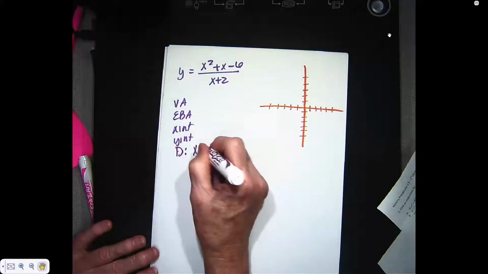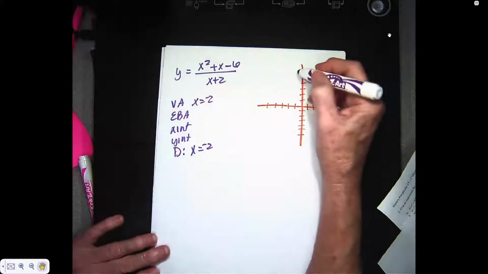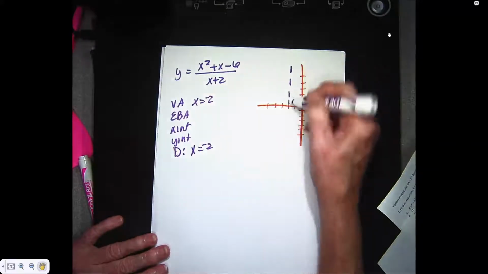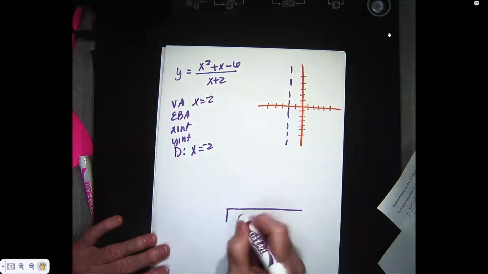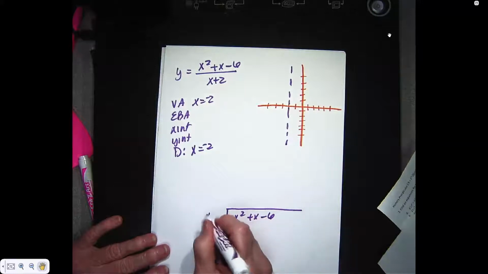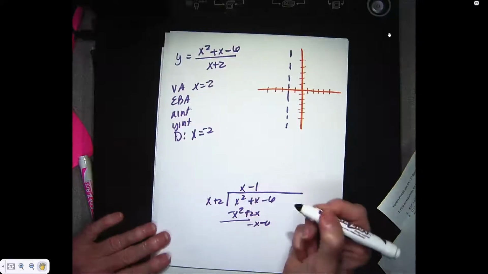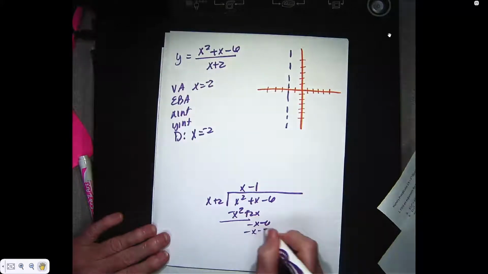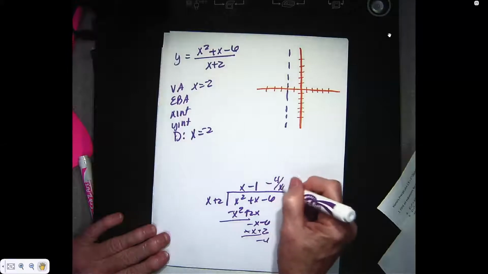So domain, x cannot equal negative 2. X equals negative 2 is my vertical asymptote. Do your long division again: x squared plus x minus 6 over x plus 2. And then I need a negative 1 to finish that part out. So negative 4 over x plus 2.